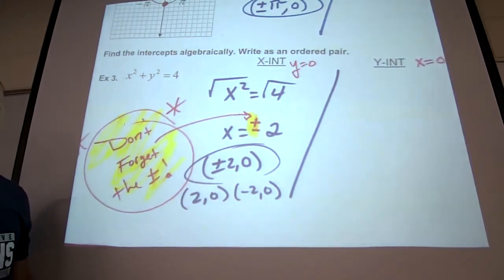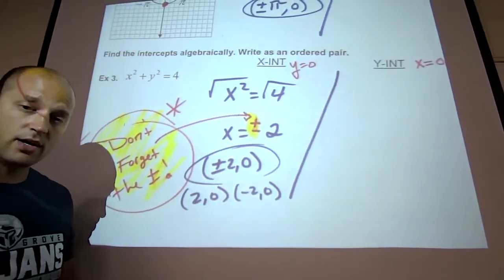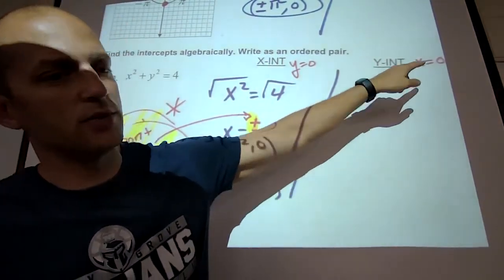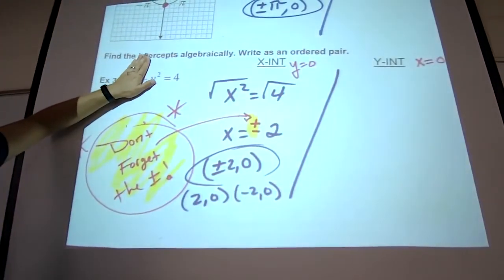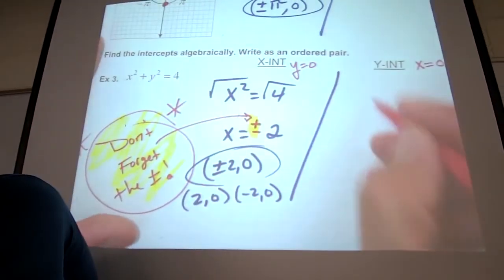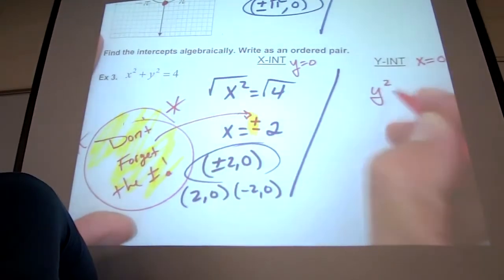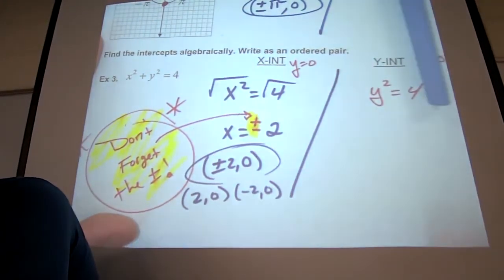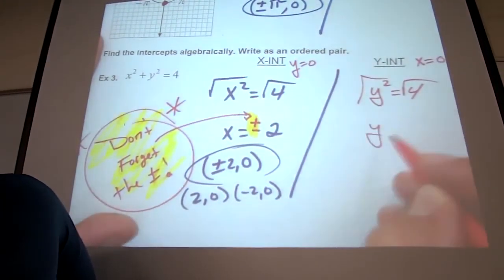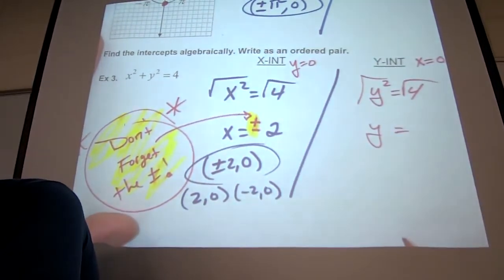So far, so good? So the next one, we want to find the y-intercept. So now I do the opposite. I plug in x equals 0. So I use the cover-up method. Okay? So now I've got y squared is equal to 4. And then I square root. And we know the square root of 4 is?